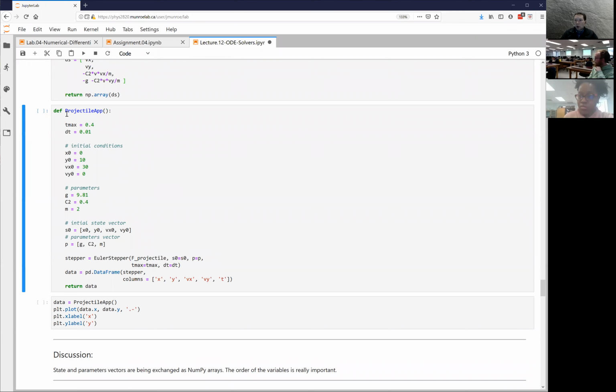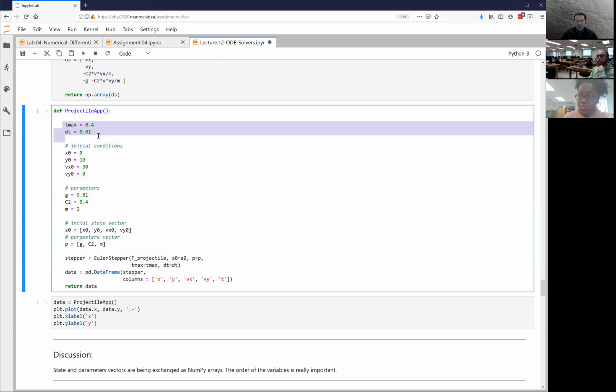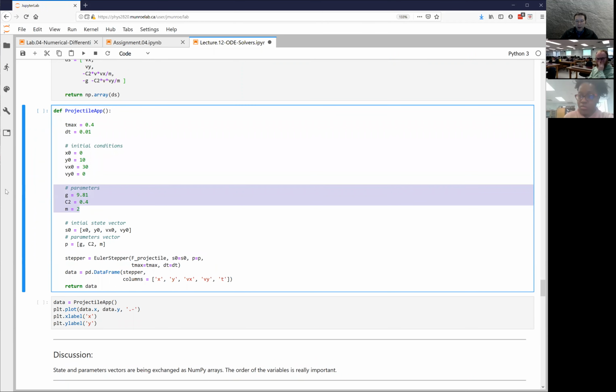We can say, okay, I want to do a projectile app kind of program. I need some parameters. I might still need a time step. I might need some initial conditions. I might need some parameters. But what I'm going to do is take those things and bundle them all together as a state vector. And I'm going to bundle all the parameters together.